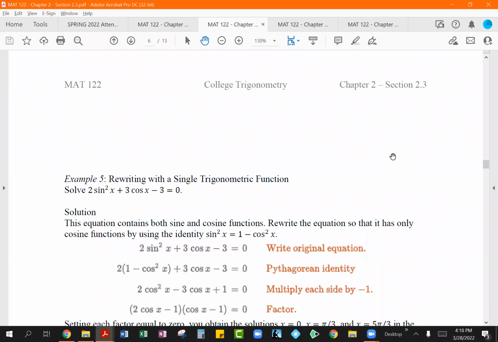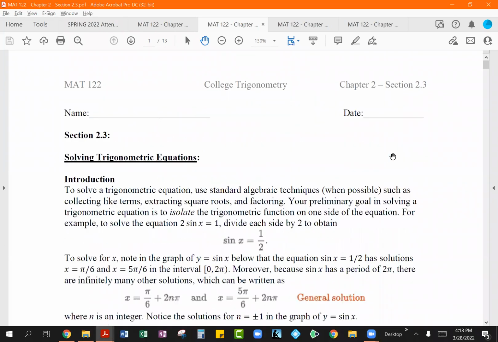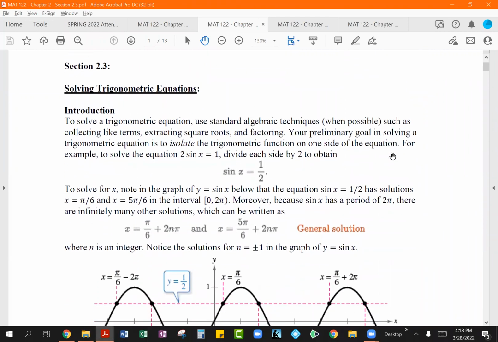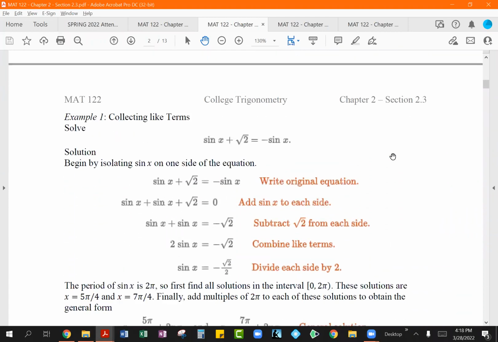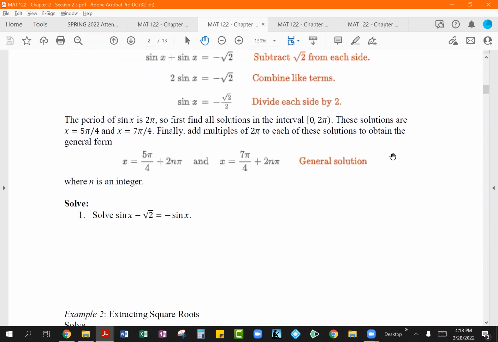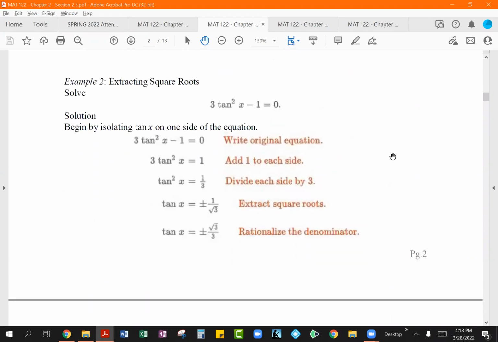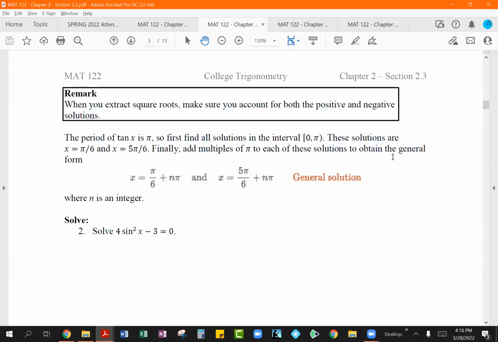So, basically in this section, and we can go back to the first page, we are talking about how to solve trigonometric equations. We looked at a few examples in the handout last time, and maybe one or two examples from the textbook. So, just different types of equations and how we can solve them. So that's kind of what we were looking at.